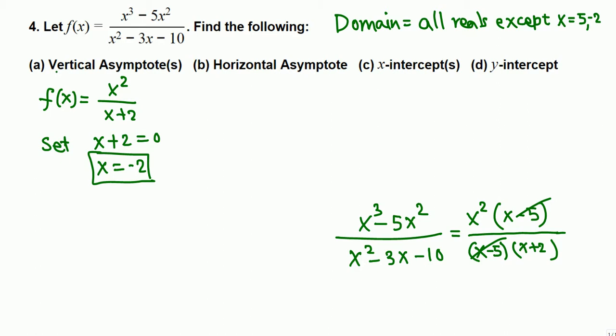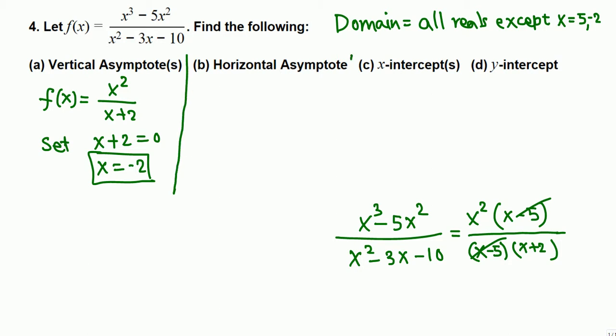But when we find the vertical asymptotes, we need to simplify and cross out the common factors, and whatever remains in the bottom, we set equal to 0 and solve for x. So x equals negative 2 is the vertical asymptote.